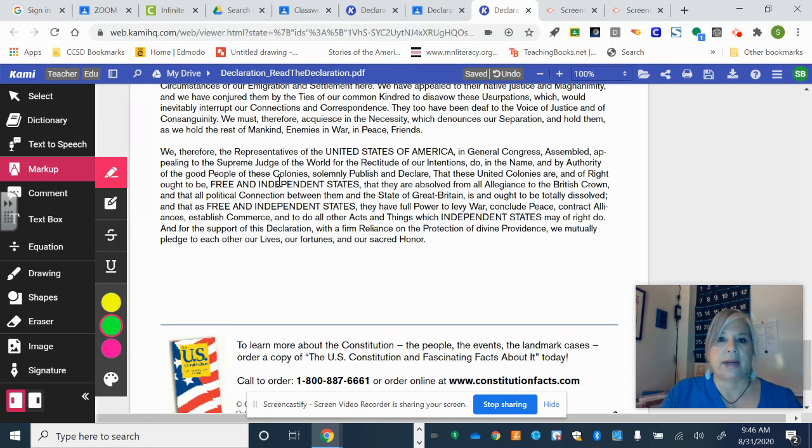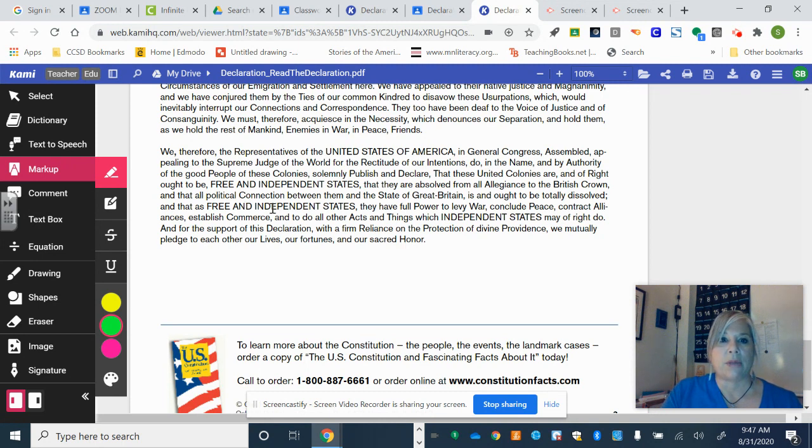And at the very end, he says, we, therefore, the representatives of the United States of America. They are now claiming America as the United States. They're getting rid of the colonies. They're going to start naming the states now on the East Coast. We, therefore, the representatives of the United States of America in General Congress assembled, appealing to the Supreme Judge of the world. Okay, the Supreme Judge of the world, guys, is a euphemism for the Creator or God.